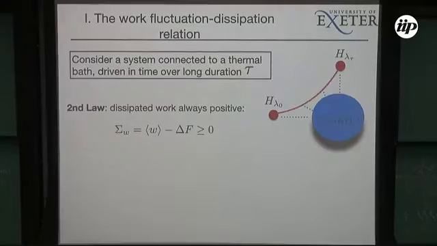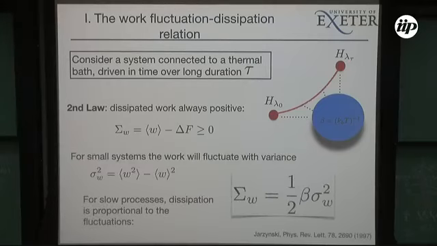For the classical setup, say we have some small system that we're driving in time via some Hamiltonian, connected to a thermal bath. The second law tells us that the dissipated work will always be positive, so the work will always be greater than the equilibrium free energy change. Secondly, if the system is small, we're also going to get fluctuations in the work we get out. This dissipation relation says that if the duration of the process is slow enough, then the dissipated work will be proportional to the fluctuations.